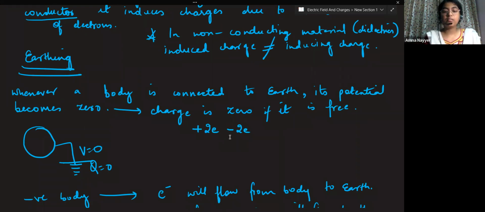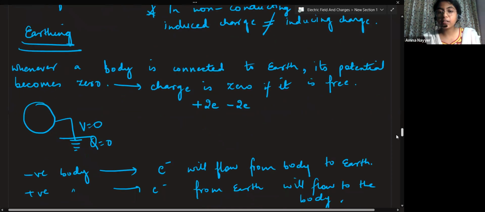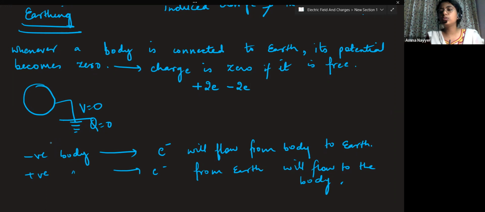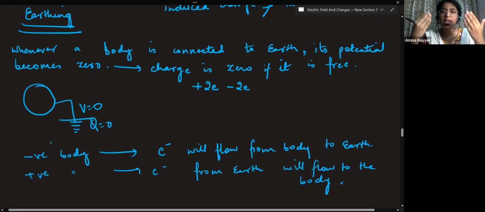Now, whether the object will receive electrons or give electrons depends on this. In case of a negative body, electrons will flow from the body. Whatever excess electrons are in my body will flow to the earth. And if the body is positively charged, then electrons will come and cancel. So ultimately, the body becomes neutral. That's why we don't feel electric current, or whenever we have excess electrons, we are not able to feel it, because of this phenomenon of earthing only: the transfer of electrons to the earth.